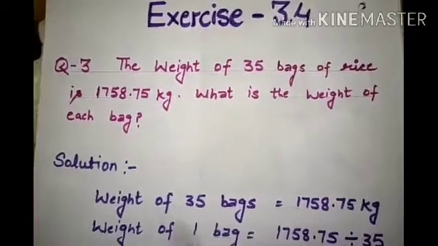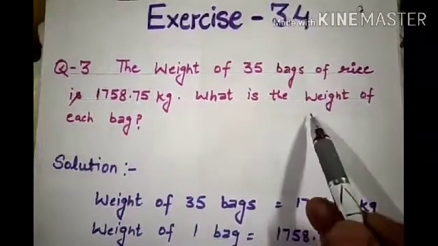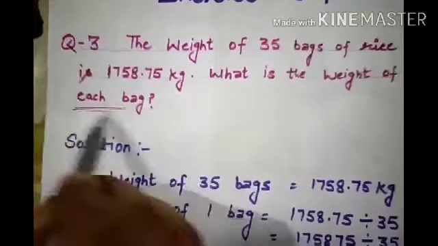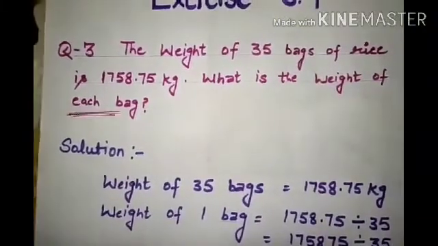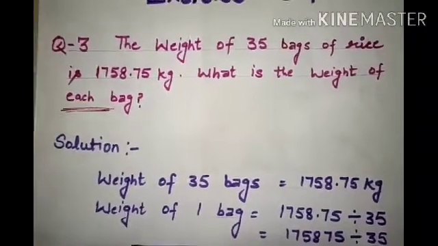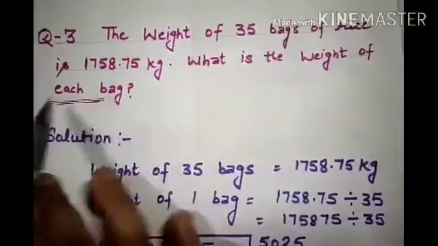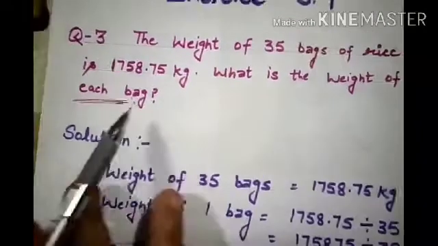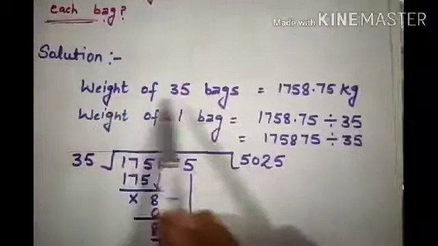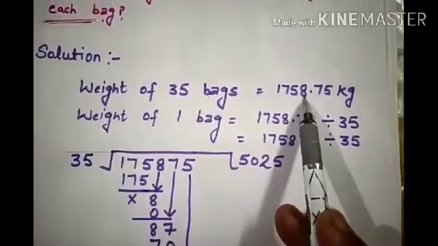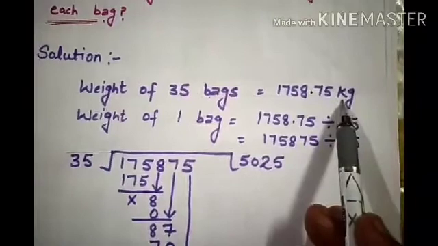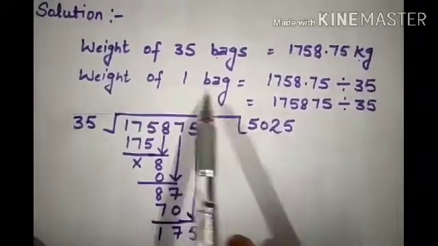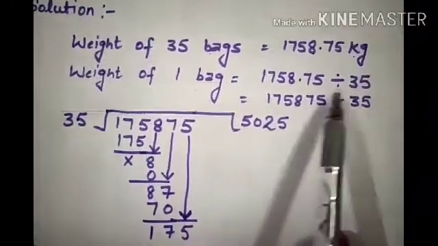अब इस क्वेश्चन में आपको सबसे पहले क्या समझना है कि when they ask about the weight of each bag, it means if we have to calculate the cost or the weight of each bag, each मतलब one bag की अगर हमें वैल्यू फाइंड करनी है तो we will divide. ठीक है, तो we will use division. तो in this question weight of the 35 bags is given, that is 1758.75 kg, and we have to calculate the weight of the one bag, means we will use division operation. तो हमने यहाँ division करनी है.